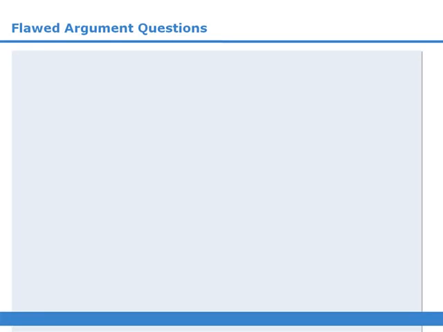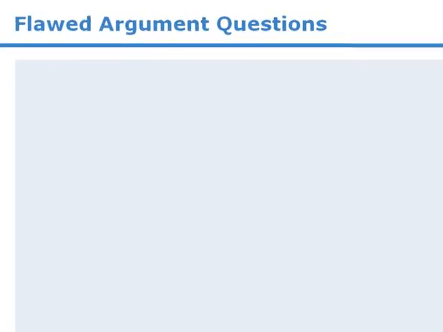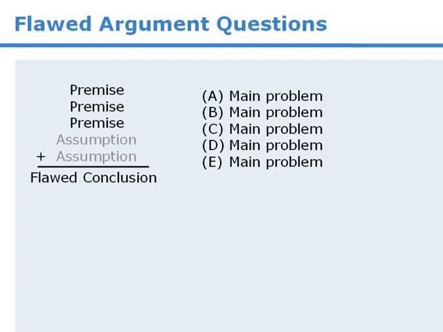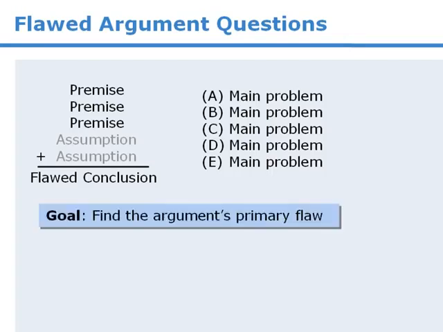In this lesson, we'll learn how to tackle flawed argument questions on the GMAT. These questions provide us with a complete but flawed argument, and the answer choices consist of explanations of the possible flaws. Your job is to find the answer choice that best describes the primary problem with the argument.